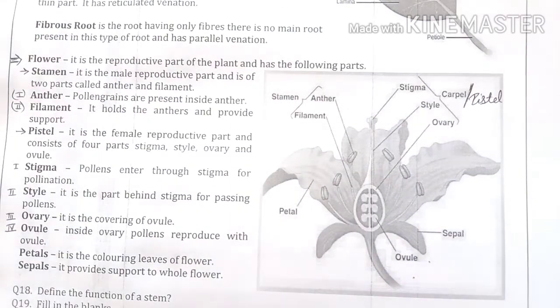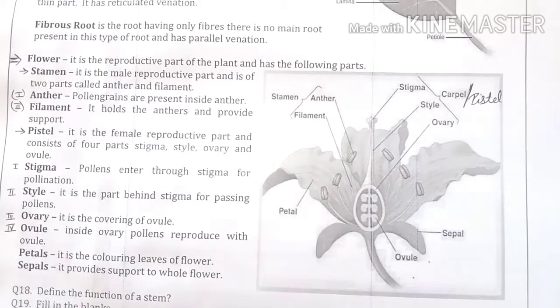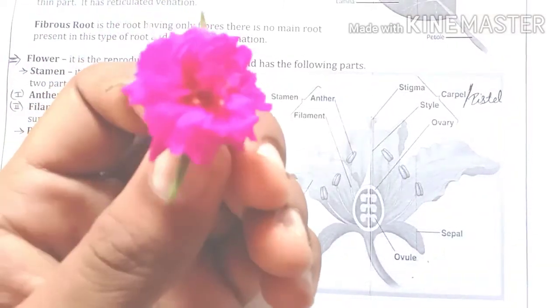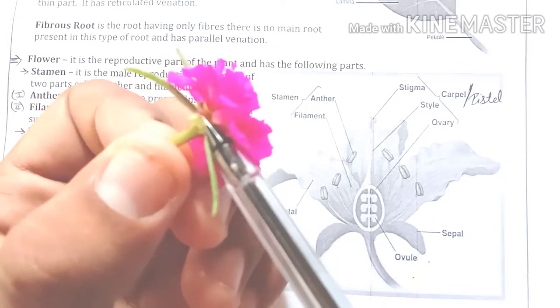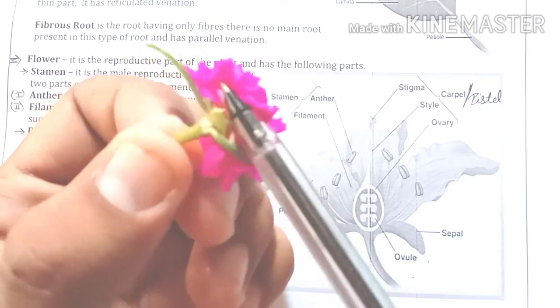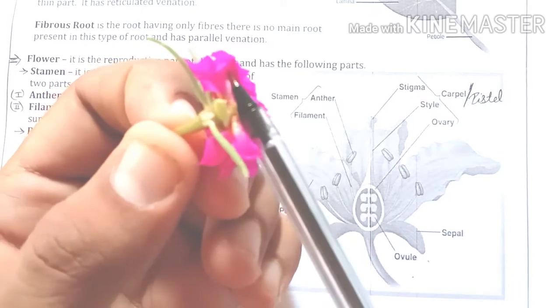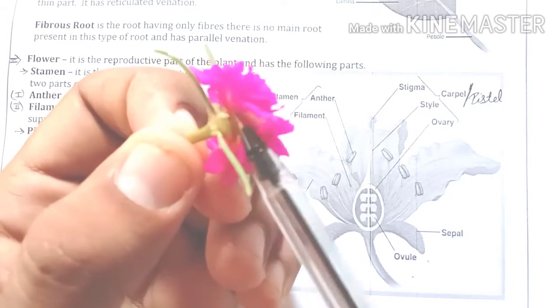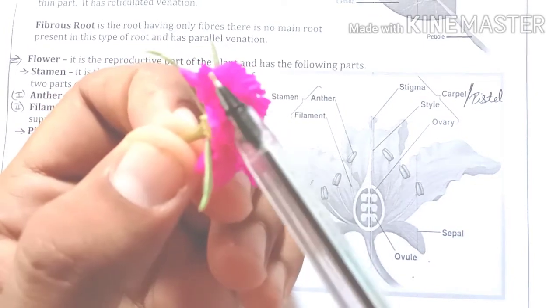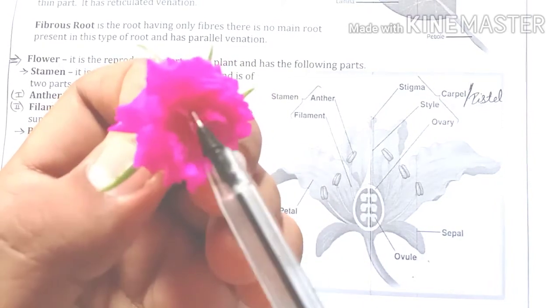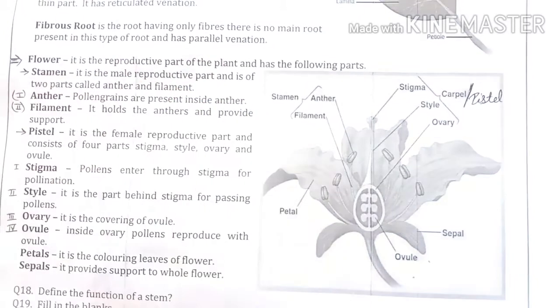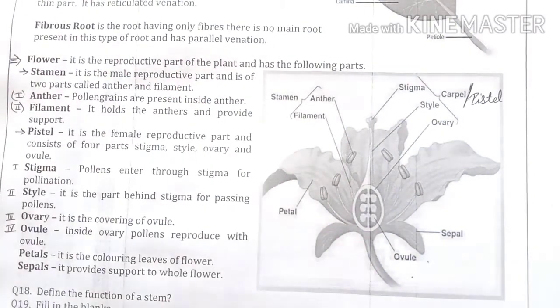The next part is sepals. Sepals are present at the last and provide support to the whole flower. As we have the flower, sepals are present below it. These sepals provide support to the flower. They protect the petals from falling down and protect the stamen from falling down. It is a supporting part of the flower.